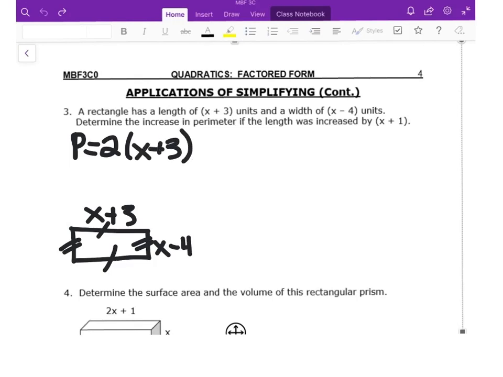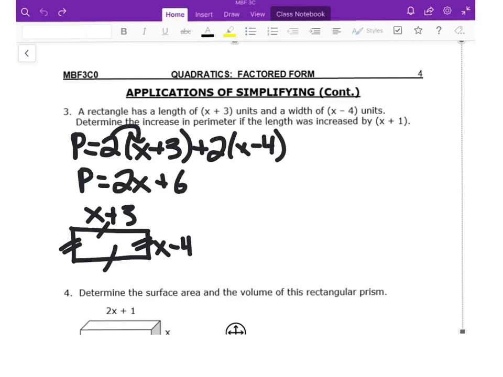Okay. And then plus 2 sides of x minus 4. We start with distributive property into the brackets. We get 2x plus 6 plus 2x minus 8. We collect those like terms, and we get 4x minus 2. Okay, so that's the original perimeter.